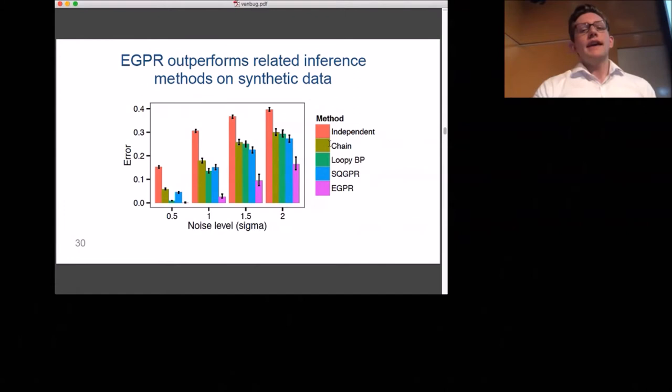Using a hidden Markov model does better, that's this brownish-green color. Then I'm comparing three different types of approximate inference methods. One approximate inference method is loopy belief propagation, a very popular approximate inference method, and then two types of posterior regularization, a method that we call SQGPR for squared error graph-based posterior regularization. That was available before EGPR. Turns out EGPR actually does quite a bit better than either the approximate inference or the alternative posterior regularization method. So that was pretty exciting to see.